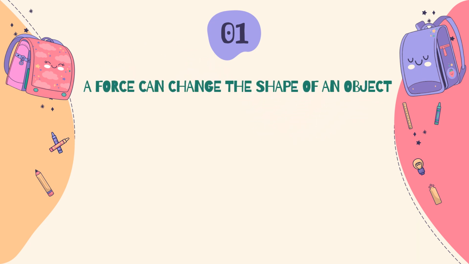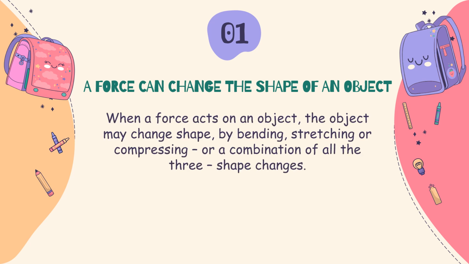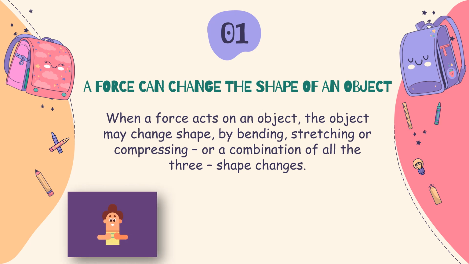First one. A force can change the shape of an object. When a force acts on an object, the object may change shape by bending, stretching, or compressing, or a combination of all the three shape changes. Look at the examples.